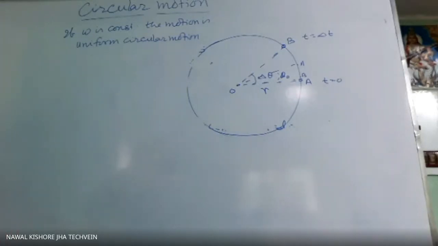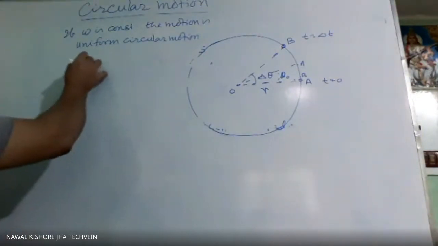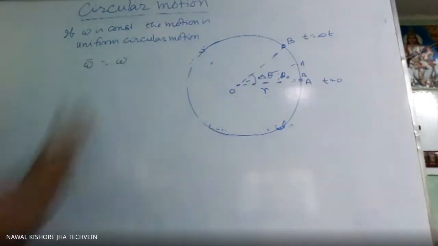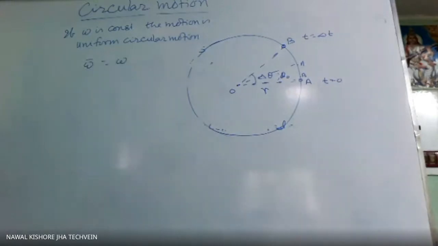So in that case, there will be no change in the angular speed. So in that case, average angular speed, omega bar, and omega will be the same. Average angular speed or instantaneous angular speed will remain the same.